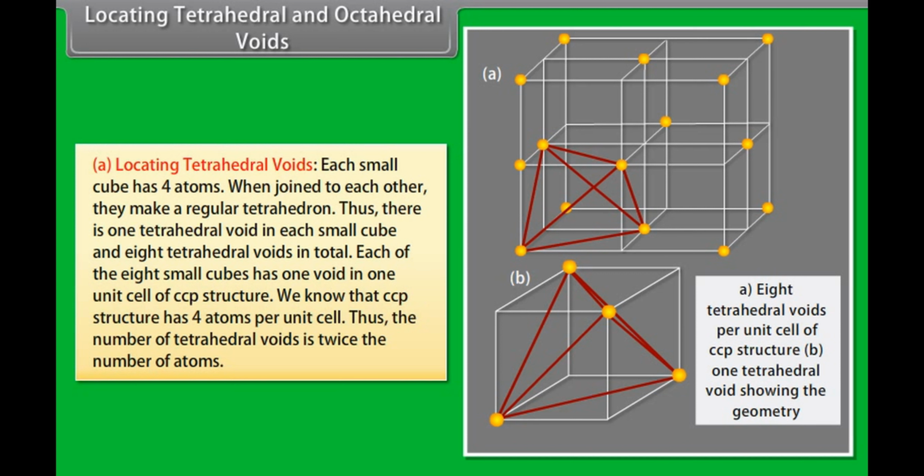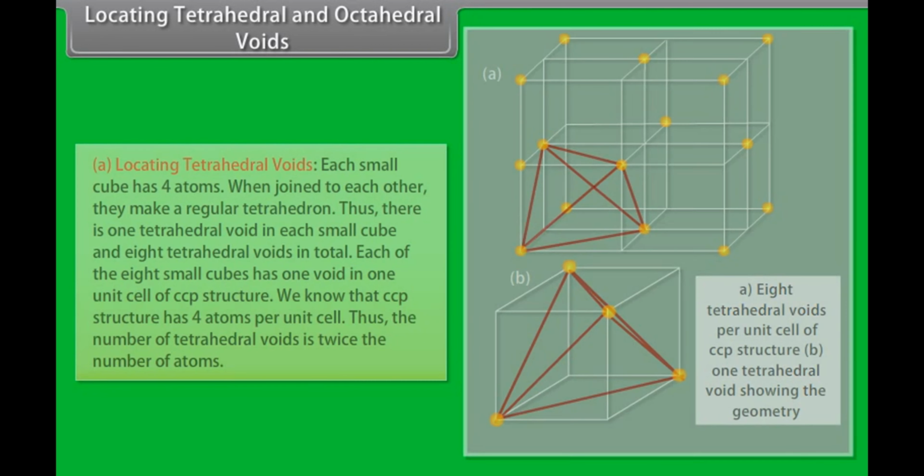Each of the 8 small cubes has one void in one unit cell of CCP structure. We know that CCP structure has 4 atoms per unit cell. Thus, the number of tetrahedral voids is twice the number of atoms.